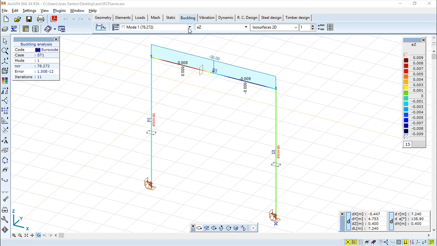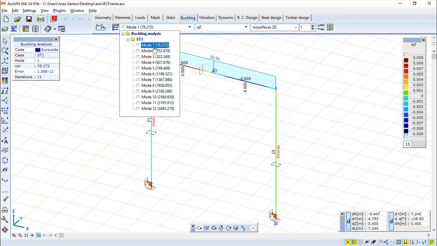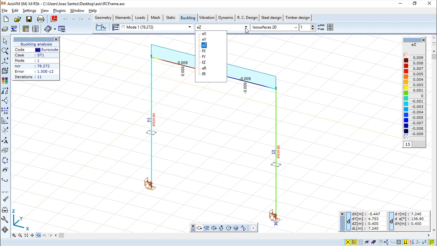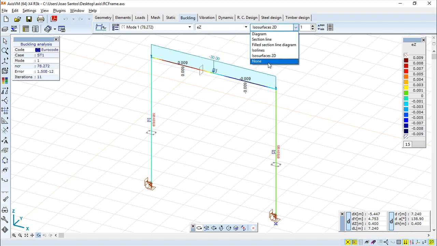So, as you can see, we have a couple of mode shapes. And then we have the results which reflect these parameters, and we can see them according to these possibilities here, depending on the model. But it is what we have regarding a buckling analysis.